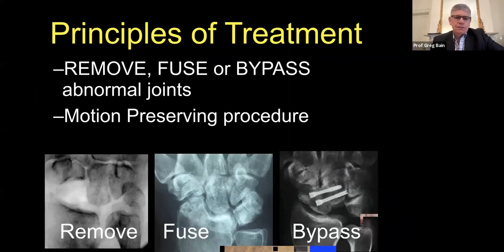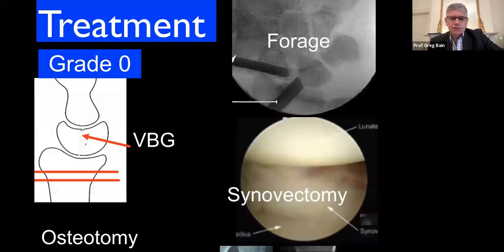So we developed principles of treatment so that you'd either remove some of the articulations or fuse it or bypass. So the aim was to leave all articulations in the joint that are normal, so there's no abnormal articulations, and leave the patient with a motion-preserving procedure. This was the concept that we developed all those years ago.